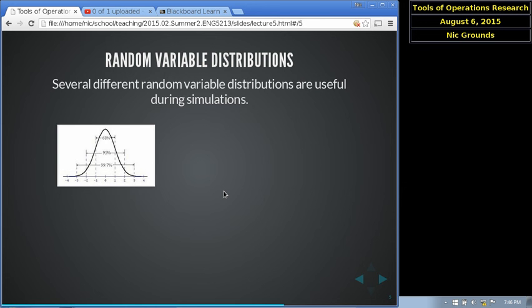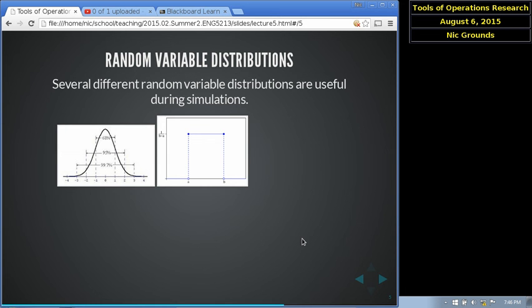But there are other ways you can parameterize uncertainty. There are other kinds of distributions you can use to represent uncertain variables, things that you want to randomly select. Okay? For example, you can have a uniform distribution, which just says there's a minimum, say A, and a maximum B, and the probability of any value in that range is the same as any other value in that range. That is, they're all equally probable.